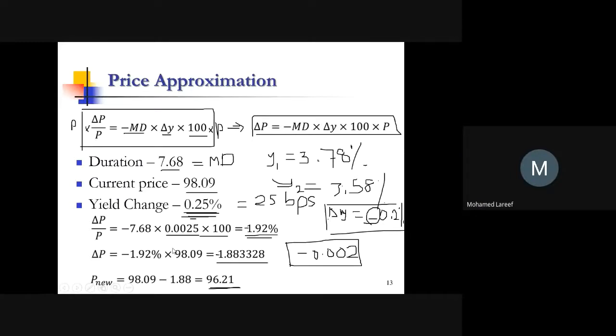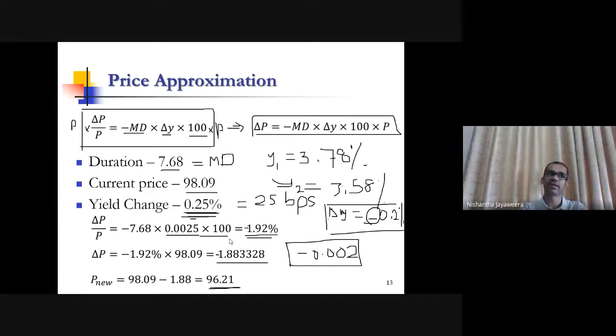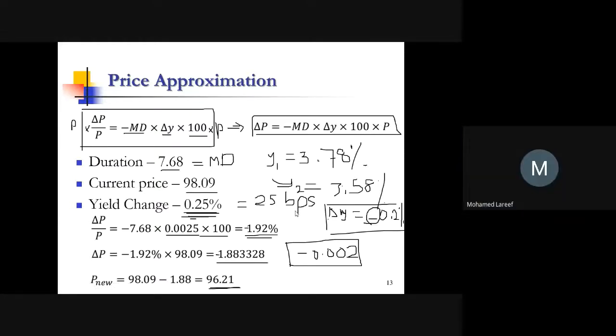So if the price change is given by the basis point, how can we decide it's negative or positive? No, not the price change, the yield change will be given. Yeah, yield change. Then it has to be told whether it's an increase or decrease. Okay, right, sir. Thank you.